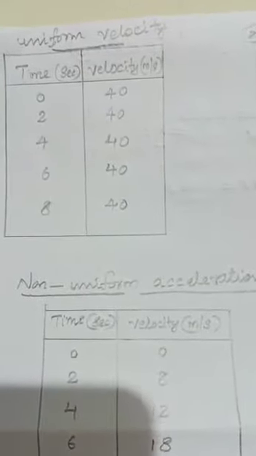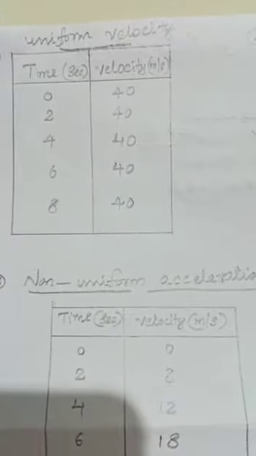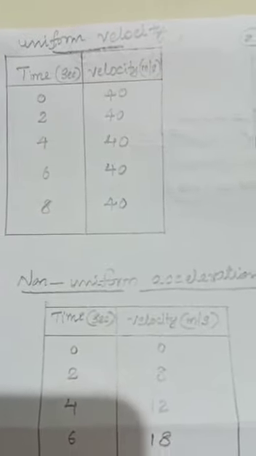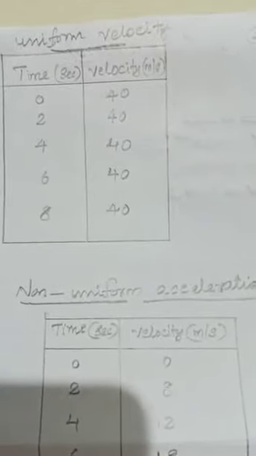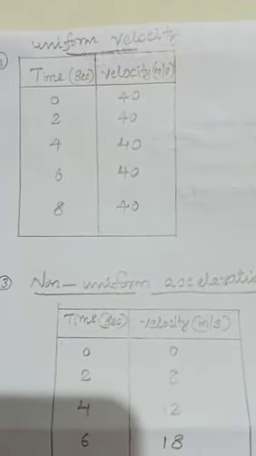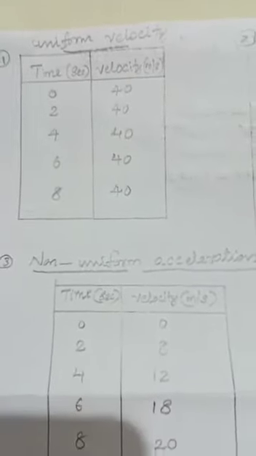Listen, first we are going to draw the velocity time graph for uniform motion. What is meant by uniform motion? Here it is velocity. The velocity of the object with respect to time will always be the same. That means the speed is not increasing or decreasing. The object is traveling with the same velocity at each time interval.